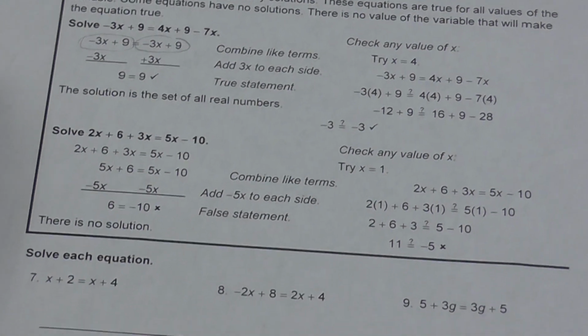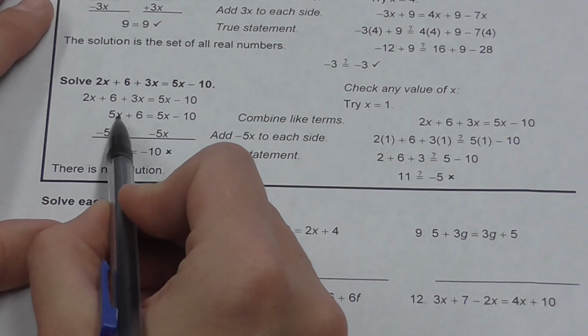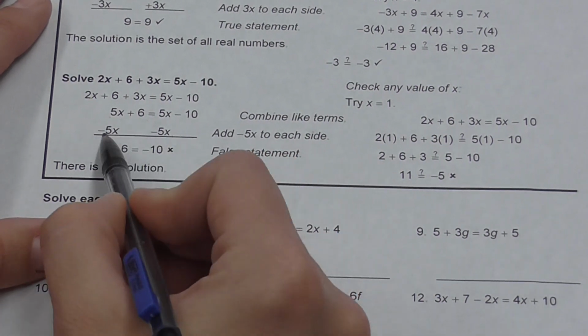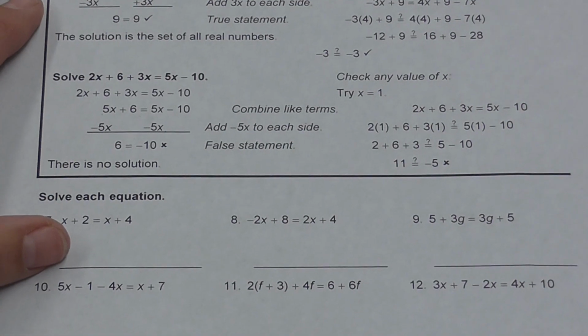So it's the set of all real numbers. Likewise, sometimes you end up with, I get 5x plus 6 equals 5x minus 10. Well, when I get rid of the 5x, I get 6 equals negative 10. 6 is never going to equal negative 10.